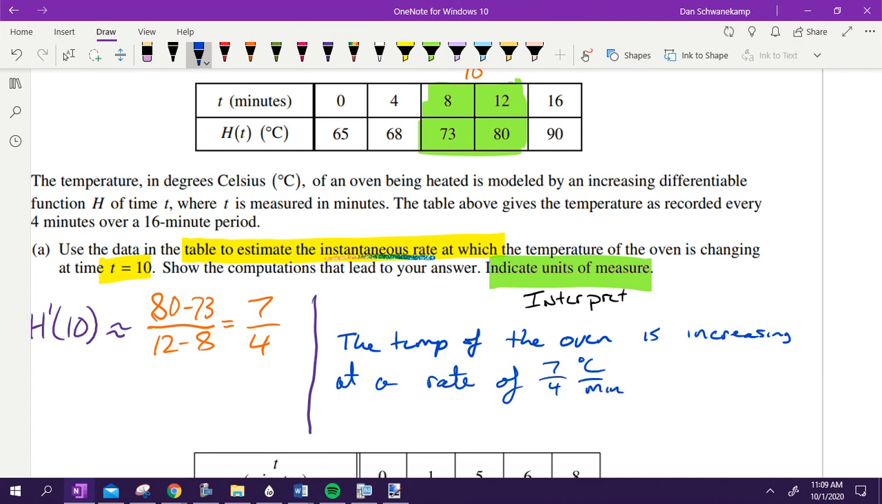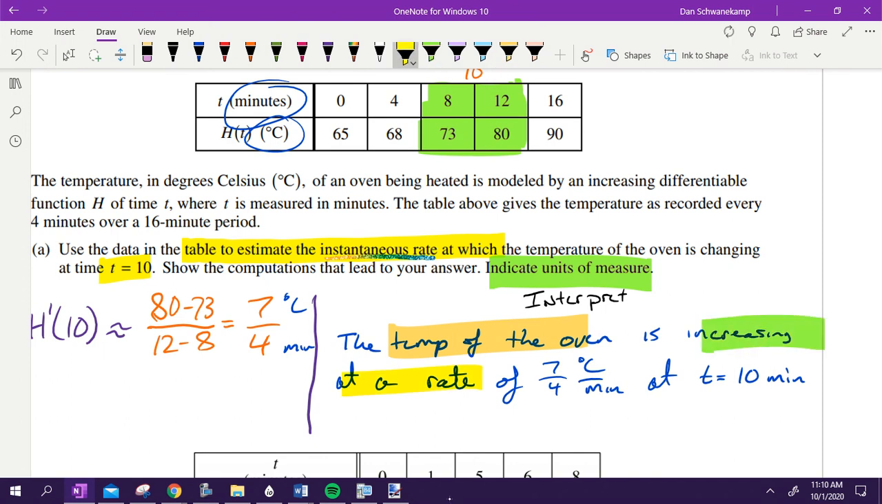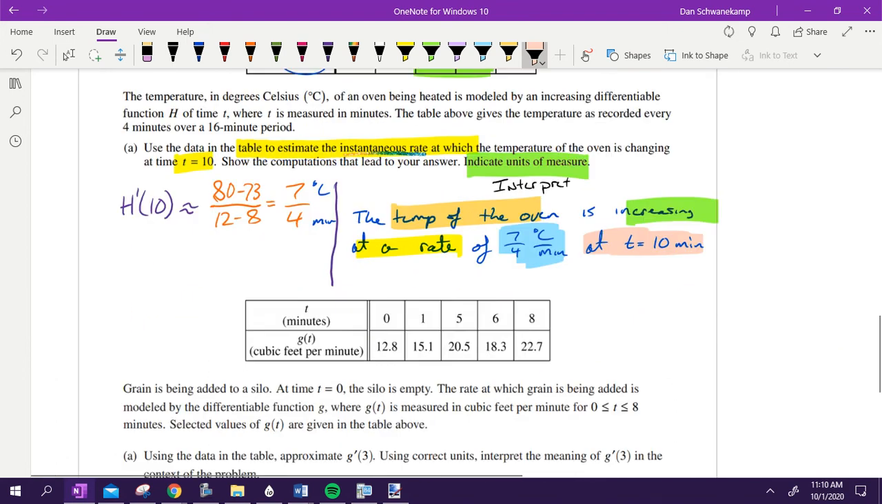And don't overthink the units here, right? 80 and 73. Oh, those were in degrees Celsius. 4. Oh, that was in minutes. So it's degrees Celsius per minute. Good. At T equals 10 minutes. Lovely. Perfect. Everything about that's great. We said what it was. We said whether it was increasing or decreasing. We said at a rate of. We said what the thing was with units. And then we also gave the time. And the time is important at T equals 10.